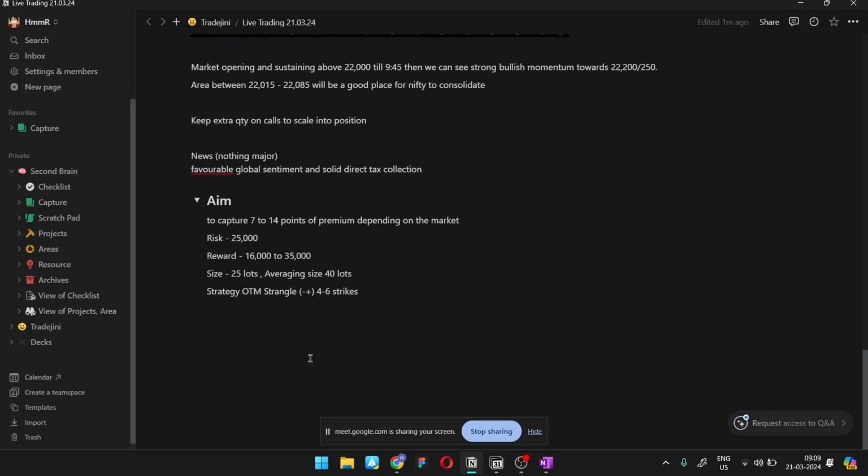So now this is the aim for the day. I'll be trading around 25 lots, and on the expiry, that is the averaging, which I'll explain in the strategy, I'll be taking about 40 lots. The risk for the day I'm willing to take is 25,000, and the reward I'm expecting for the day is 16,000 to 35,000 rupees. And I'll be starting, Bunny sir. Yes. So the range I'll be taking for this triangle is 4 to 6 strikes away, and from there we will build according to the movement of the day.